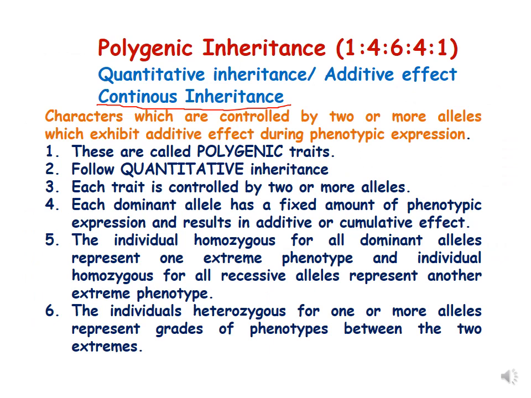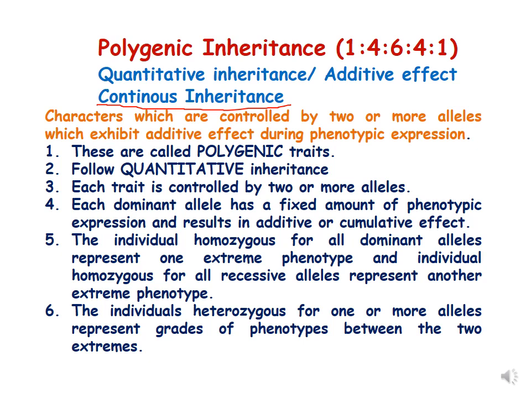Now, what is polygenic inheritance? Polygenic inheritance is also called quantitative inheritance. It is also called additive effect, and it is also called continuous inheritance. So, characters which are controlled by two or more alleles which exhibit additive effect during phenotypic expression is called polygenic inheritance.